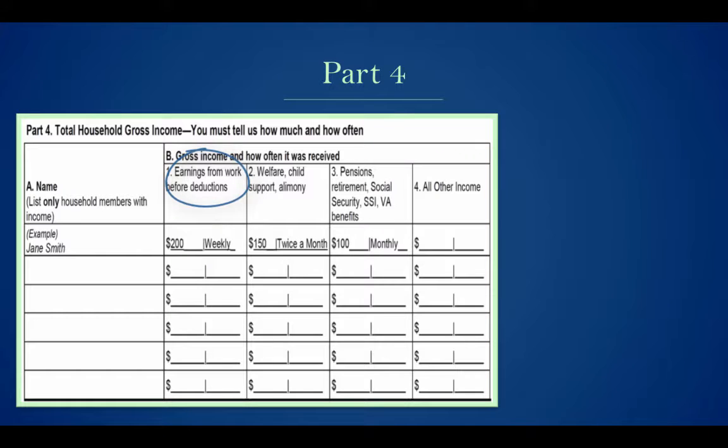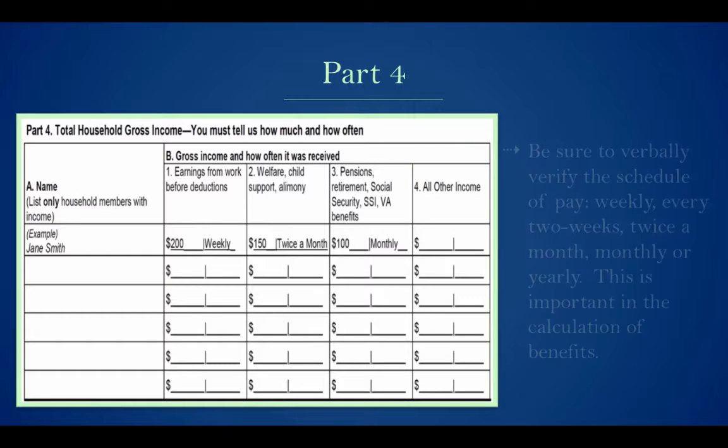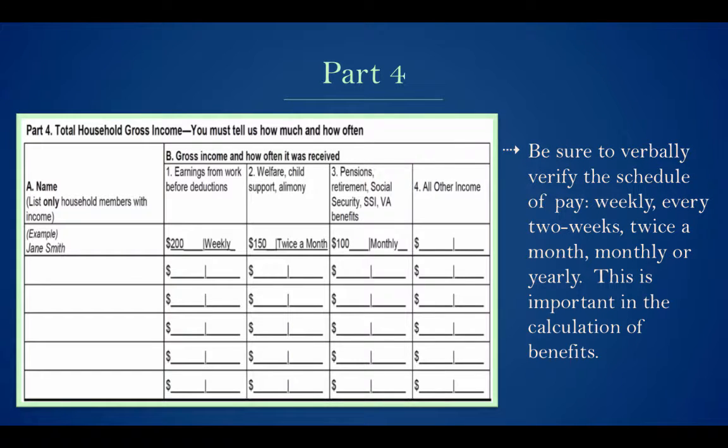Only household members with income should be included in this section. Income can come from work, welfare, child support, alimony, pensions, retirement, Social Security, SSI or VA benefits, or any other income not covered in sections 1 through 3. Be sure the parent or guardian indicates the pay schedule as either weekly, every 2 weeks, twice a month, monthly, or yearly. This is important in the calculation of benefits.